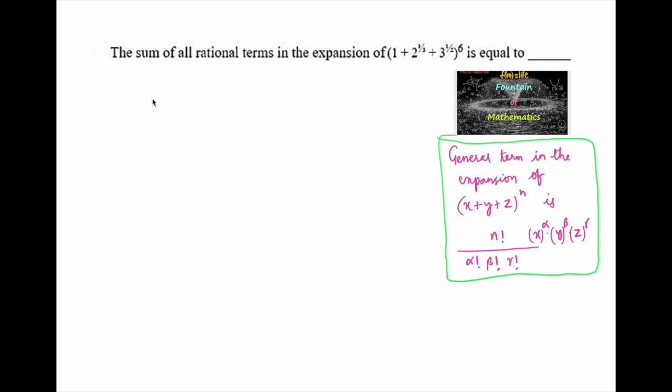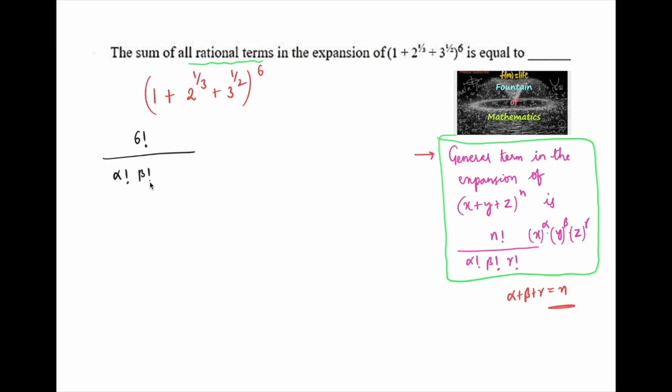We need to find the sum of all rational terms in the expansion of (1 plus 2 to the power 1 by 3 plus 3 to the power 1 by 2) whole power 6. So we know the general term in the expansion of (x plus y plus z) whole power n, it's a multinomial theorem, is n factorial upon alpha factorial, beta factorial, gamma factorial into x power alpha, y power beta and z power gamma, whereas the sum alpha plus beta plus gamma must be equal to n. So here we can write the general term: 6 factorial upon alpha factorial, beta factorial, gamma factorial into 1 to the power of alpha, (2 to the power 1 by 3) whole power beta, and (3 to the power 1 by 2) whole to the power gamma.